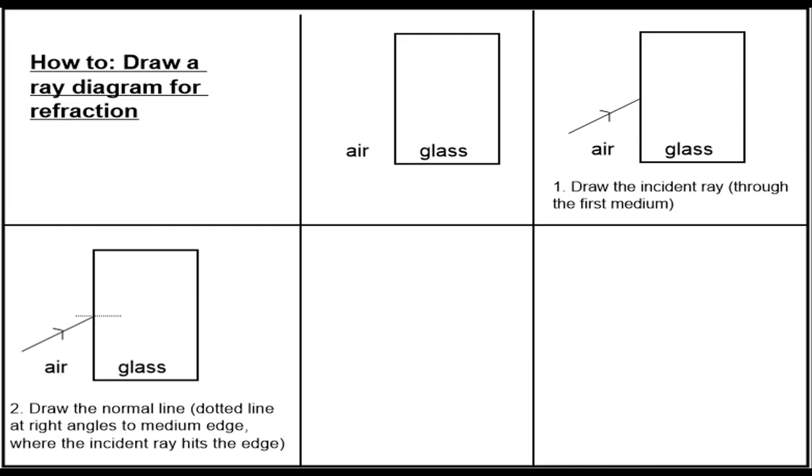Next, you draw the normal line. So it's best to do this as a dotted line, and you draw it at right angles to the edge of the medium. So that's the boundary where the incident ray hits the edge and where it travels from one medium into another.